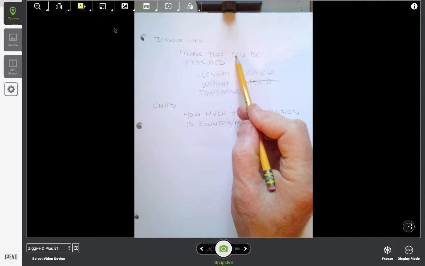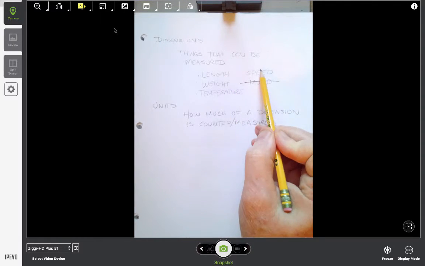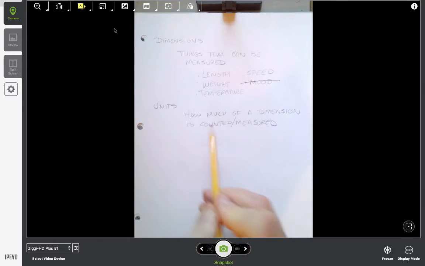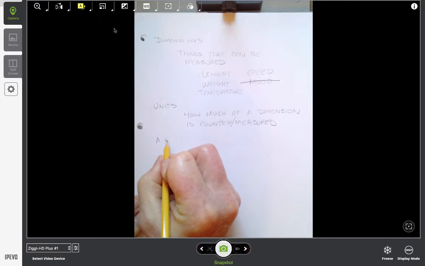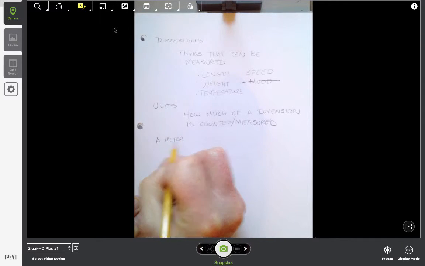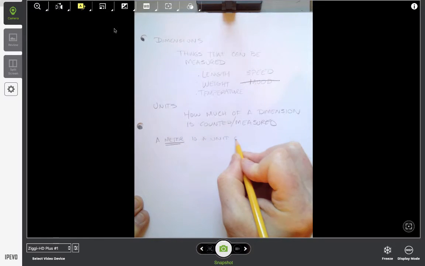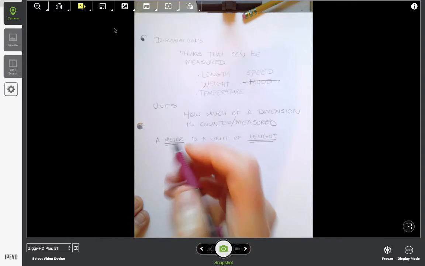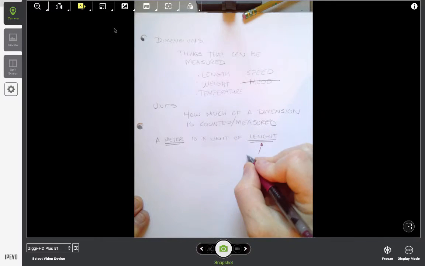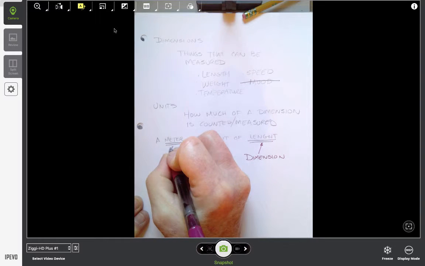So, dimensions are things that can be measured, such as length, weight, temperature, speed. Units is how much of a dimension is counted. As an example, a meter is a unit of length. Length is the dimension. Meter is the unit.